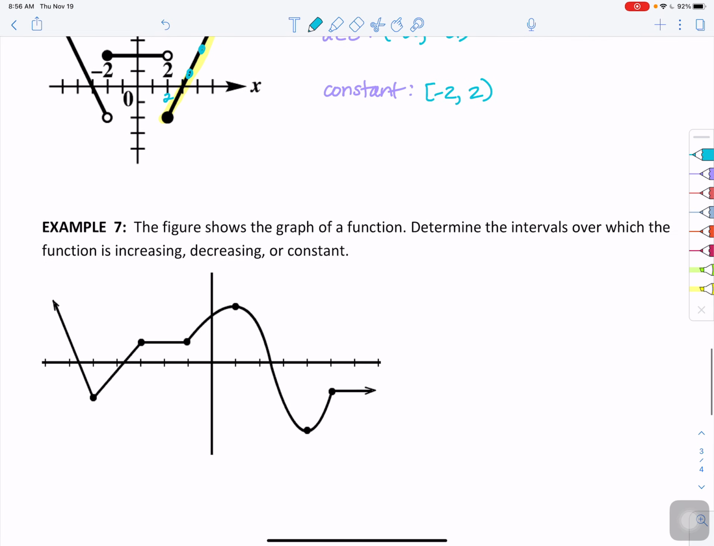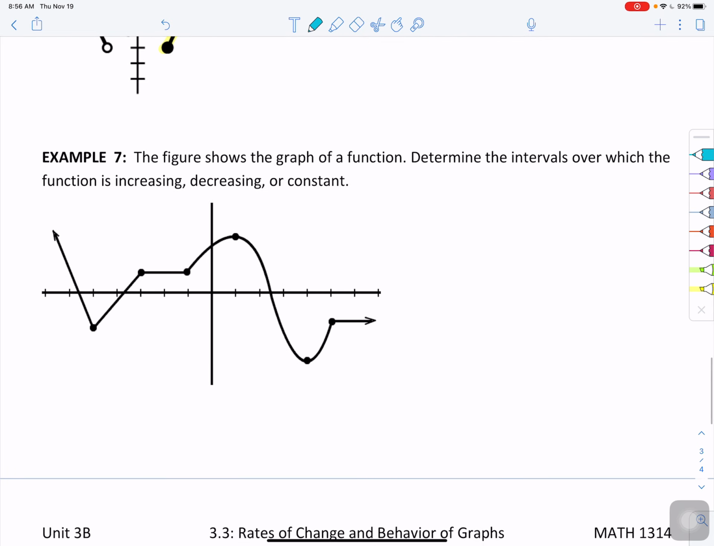Okay, let's look at example 7. The figure shows the graph of a function. Determine the intervals over which the function is increasing, decreasing, or constant. So I'm going to go ahead and just write these and get ready. And I'm going to move from left to right.